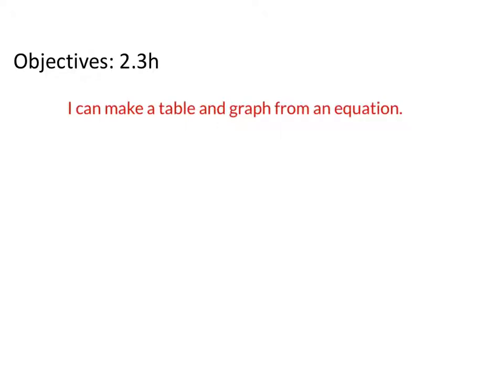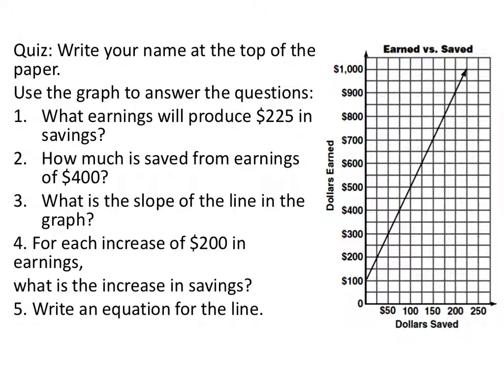Alright, here's the quiz. Don't forget to put your name at the top of the page. And then use the graph to answer the questions. Number 1, what earnings will produce $225 in savings? Number 2, how much is saved from earnings of $400? 3, what is the slope of the line in the graph? 4, for each increase of $200 in earnings, what is the increase in savings? And 5, write an equation for the line. When you guys finish this, turn it into the basket.